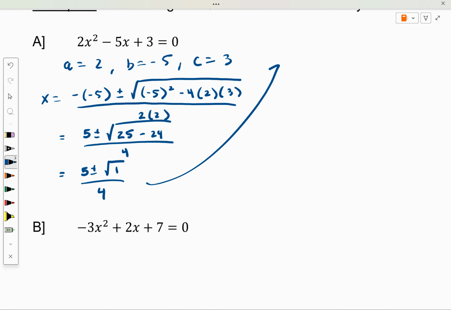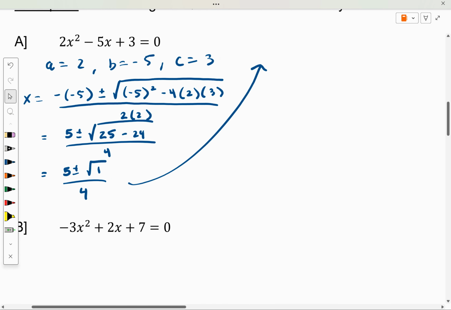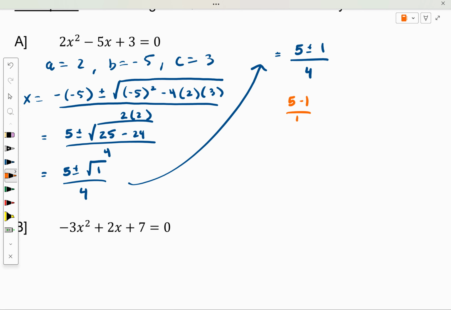I'm going to bring this back up here. So the square root of 1, that's just going to be 1. So it's going to be 5 plus or minus 1 over 4. And so I'm going to split this up with the plus or minus. So I either have 5 minus 1 over 4, and then I also have 5 plus 1 over 4. So that's just going to become 4 over 4, and then 6 over 4. So simplify that a little bit, and these will be your solutions.